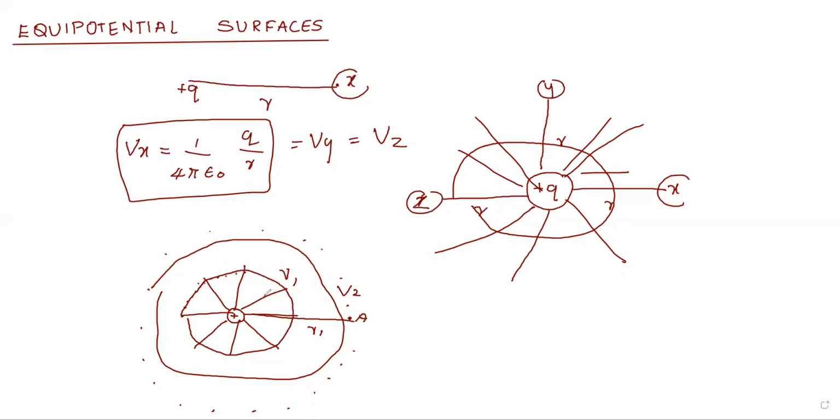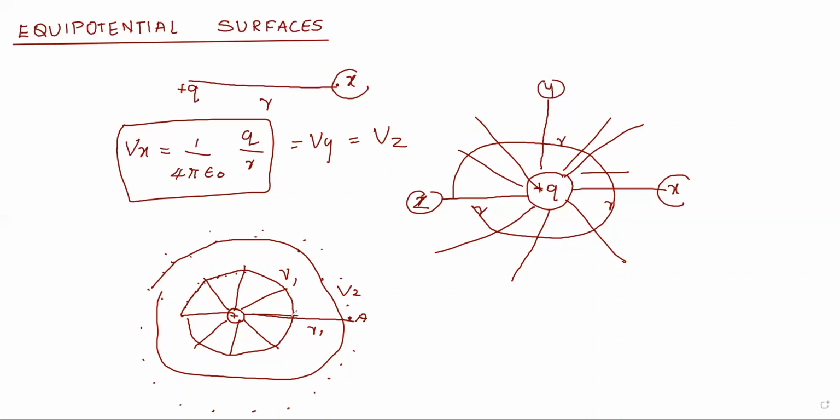So what is an equipotential surface? A surface on which the potential at every point remains the same is called the equipotential surface. The shape of the equipotential surface for a point charge is a sphere. It is always a sphere. So please remember, a surface on which the potential at every point remains the same is called the equipotential surface.